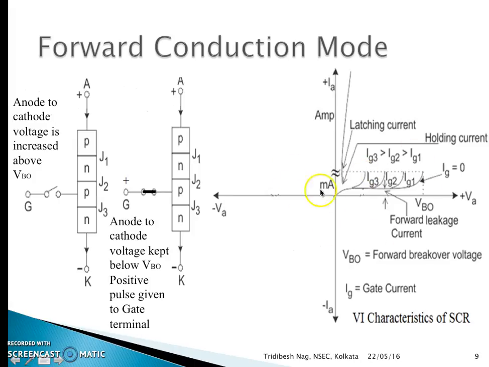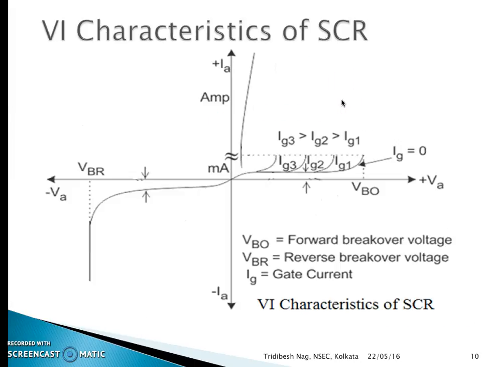And again you can see for this amount of voltage the SCR will be turned on if we supply IG3 amount of current to the gate, or the pulse to the gate. As you can see, this IG3 is greater than IG2 and greater than IG1. At VBO your IG is 0, we are not giving any IG, but as soon as we give IG, that is the gate current, we can get the thyristor triggered at much lower voltage than the VBO. Now this part is the forward conduction mode which I was talking about, and next is the total VI characteristics.